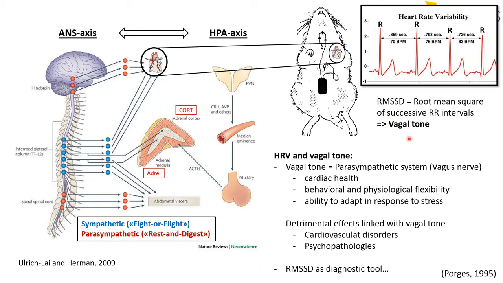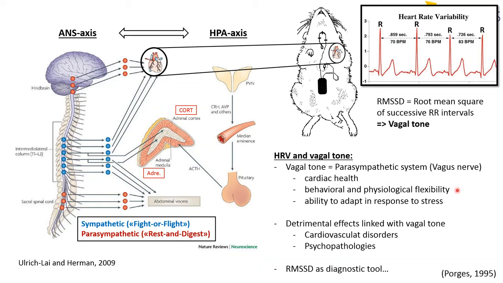beats, we can determine what is called the RMSSD, the root mean square of the successive differences, and this is a marker of the vagal tone. The vagal tone is the parasympathetic influence on the heart rate, and I'm sure you know it's just the system that is slowing down the heart rate.